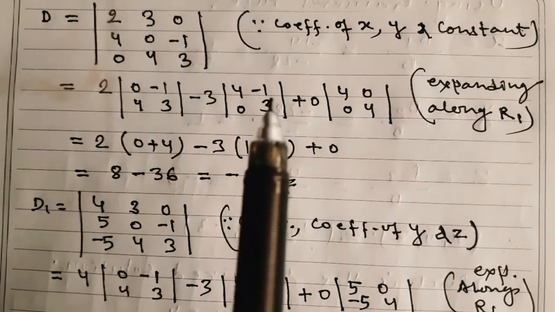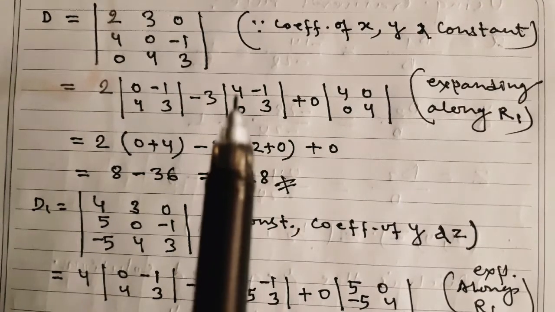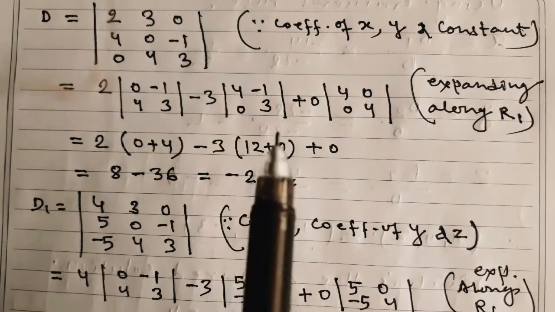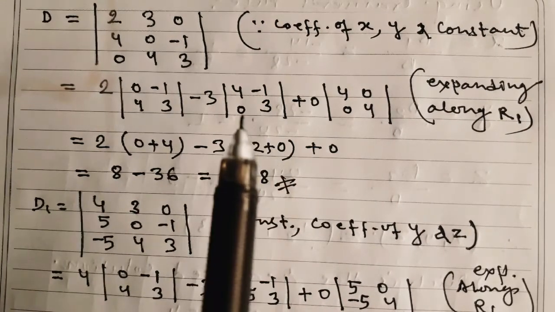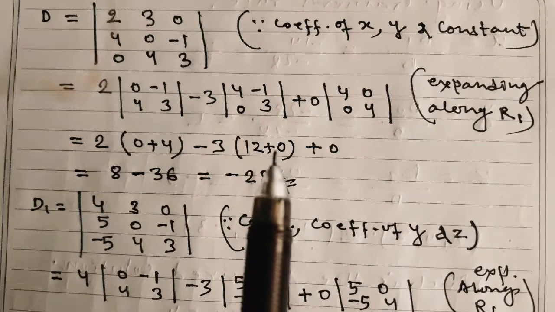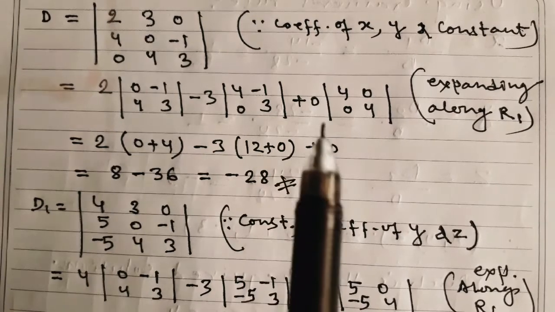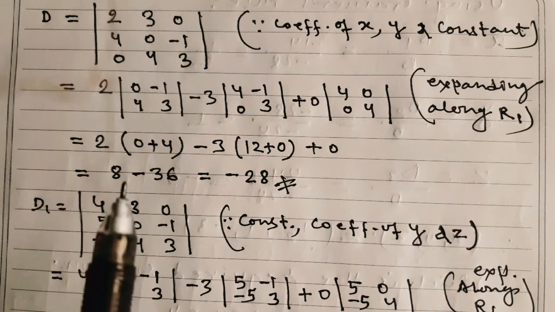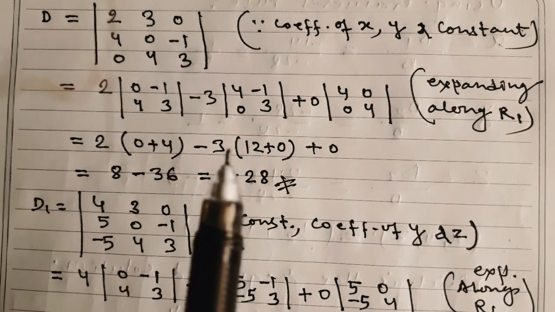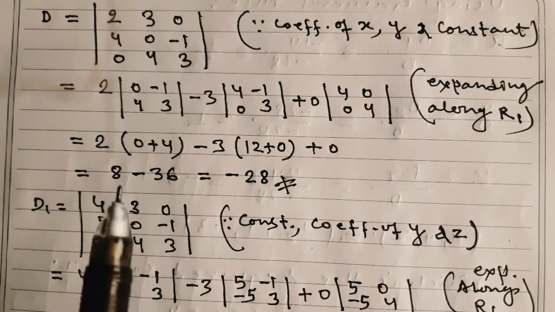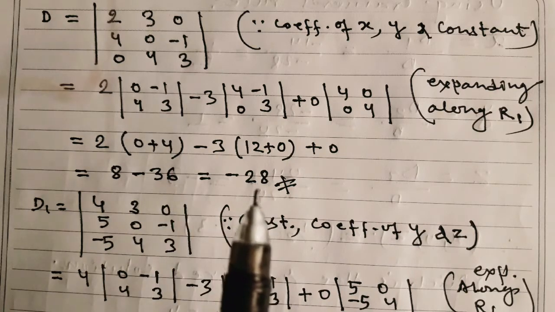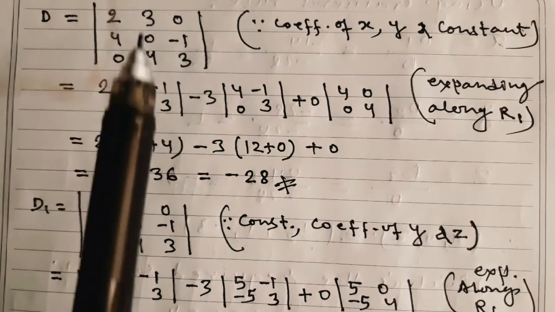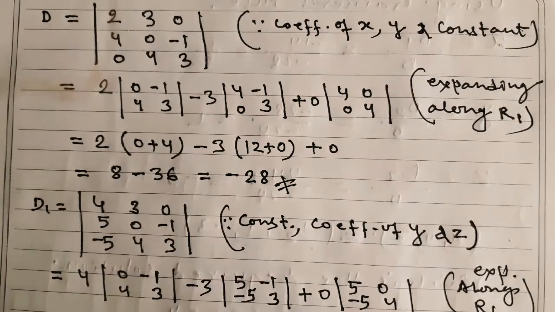Now similarly, finding the value of the determinant 4, 0, minus 1, 3, we have to cross multiply and take the difference. So 4 3s are 12. Now minus 0 into minus 1, that is plus 0. So we get 12 plus 0, which is 12. Then 2 times 4 is 8, and 12 times 3 is 36, that means minus 36. Now 8 minus 36, we get minus 28. So this is the value of D. The value of D is the determinant of the coefficient of x, coefficient of y, and coefficient of z.